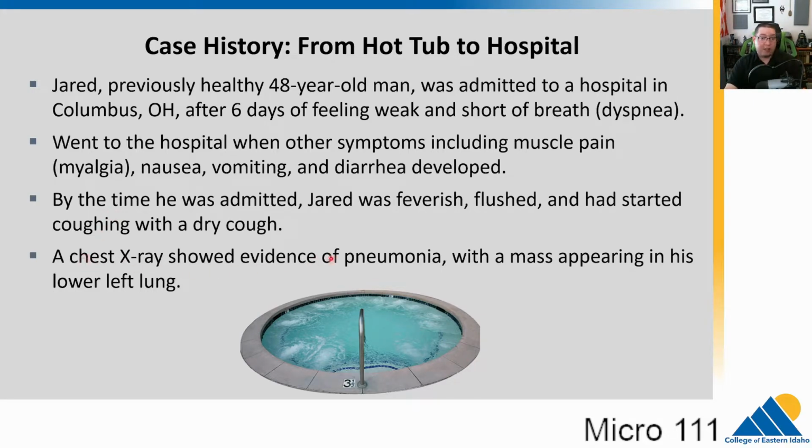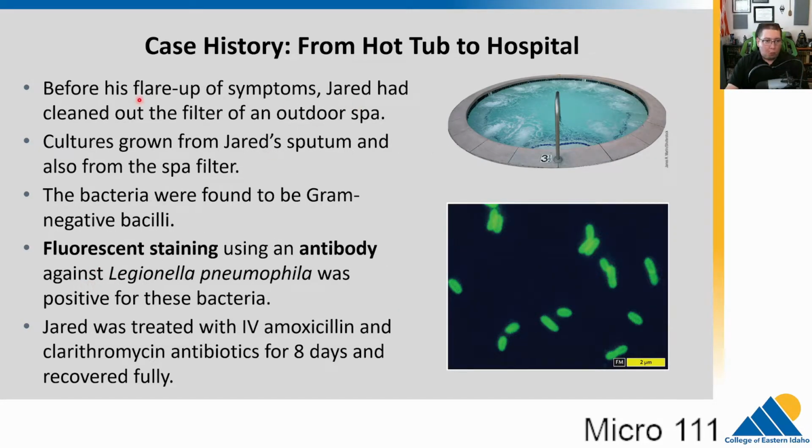So we're going to do a chest x-ray, and we're going to look for pneumonia, which we see some evidence of there. Remember back to that first tuberculosis x-ray where there's wisps in the lung x-ray. We can see this mass of cells starting to appear in the lower left lung. Before this happened, Jared had cleaned out the filter of an outdoor hot tub. And so we're going to take cultures from his sputum, that's the phlegm that comes up, and we're also going to sample the hot tub filter and grow these on plates.